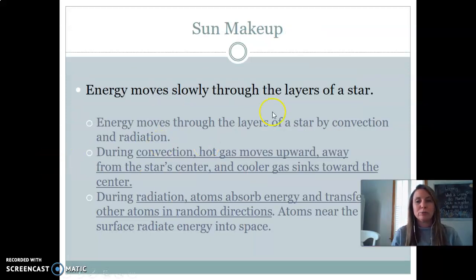So energy moves through the layers of the stars. So once again, just kind of revisiting. So convection, hot gas moves upwards, away from the star center, cools and sinks, and then our radiation is of atoms absorbing energy and transferring it to other atoms in random directions. So that radiation zone is much closer to the core, and then it is heating up the convection, causing those particles, those photons, to move through.